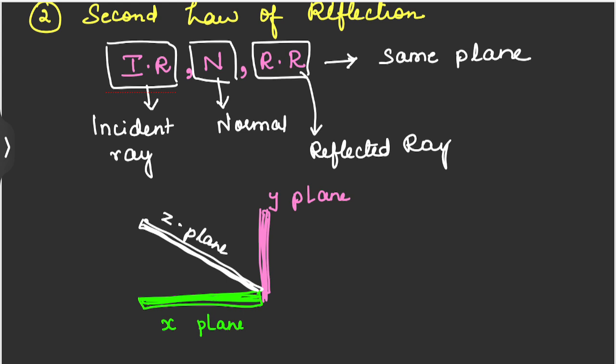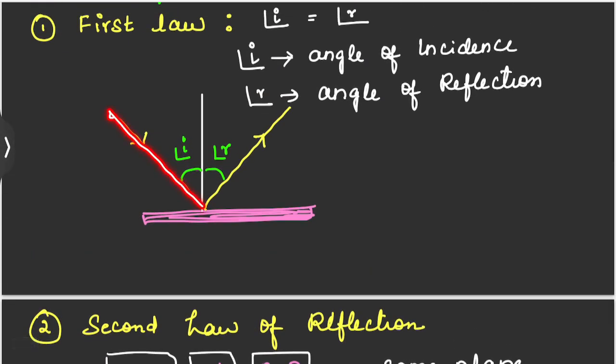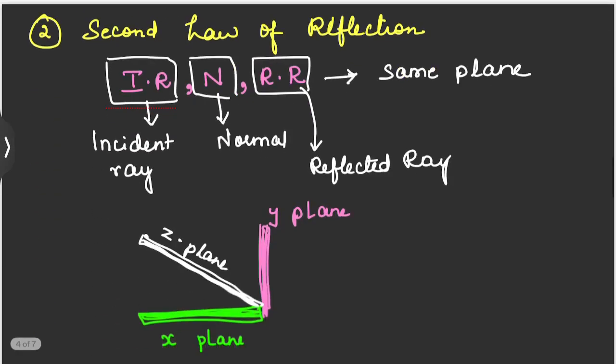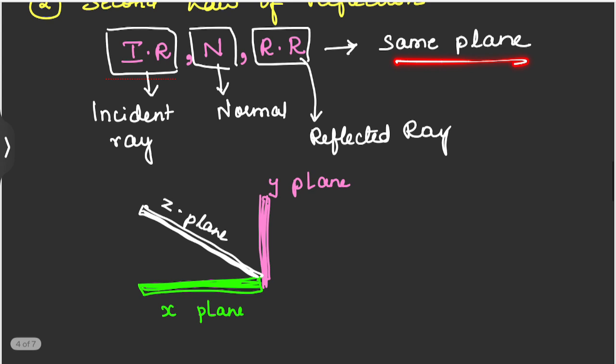So here what we have written is, the incident ray, the normal and the reflected ray are all lying in the same plane. Meaning, see here, this is called the incident ray. This is called the reflected ray. This line is called the normal. All these three are in the same plane. Meaning, out of the three planes, X plane, Y plane and Z plane, these three will lie in a single plane. So on the X plane it can lie.